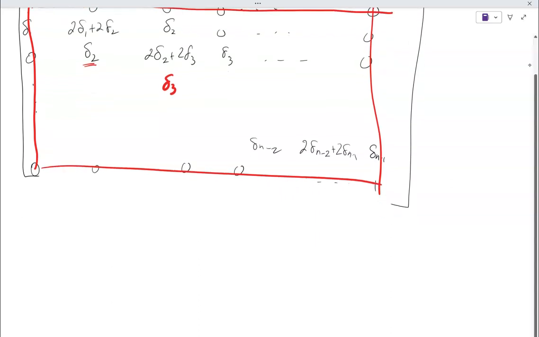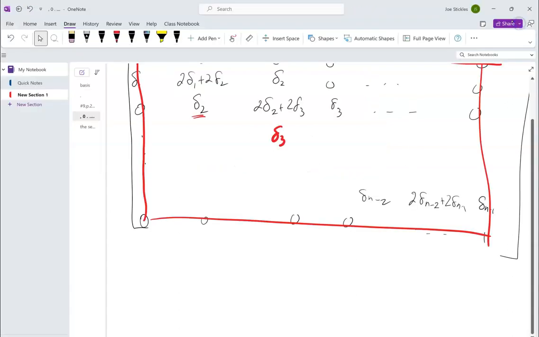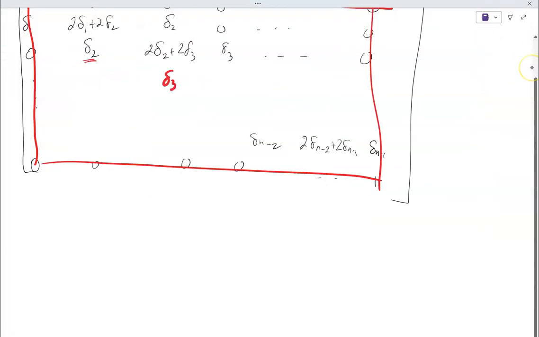When we get rid of it, notice the first one's still going to be a 2 delta 1 plus a 2 delta 2 here, right? And a delta 2 here. So I'm trying to think about what I need to keep track of, and in particular, I'll need that coefficient for our back substitution process, right?